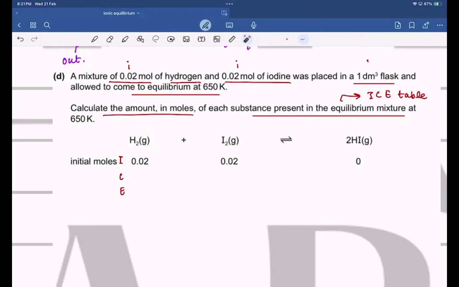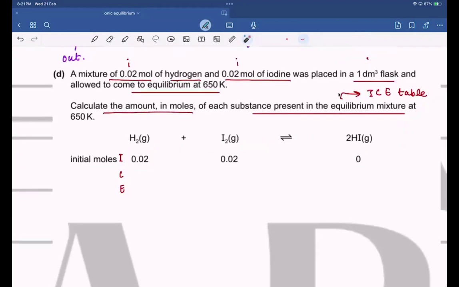Yes. Kubra, your mic is not working. That's why I didn't hear you. Hamza, is this clear? Amna, is this clear? Yes, sir. So we got from this that whatever the moles of hydrogen and iodine decrease, double the moles of hydrogen iodide will form. Is this understandable to all of you? Yes, sir. Okay.